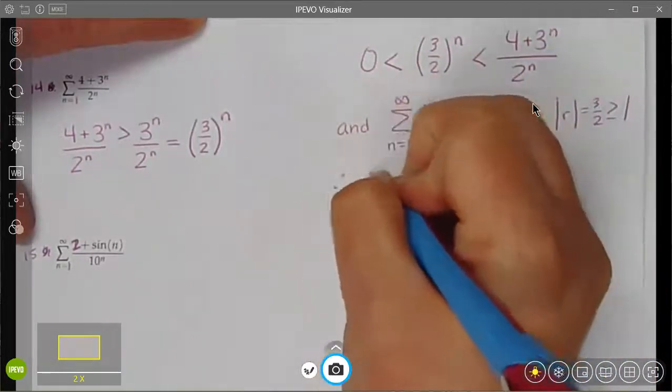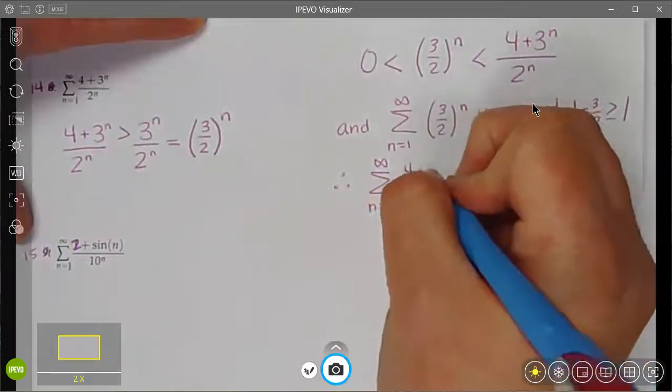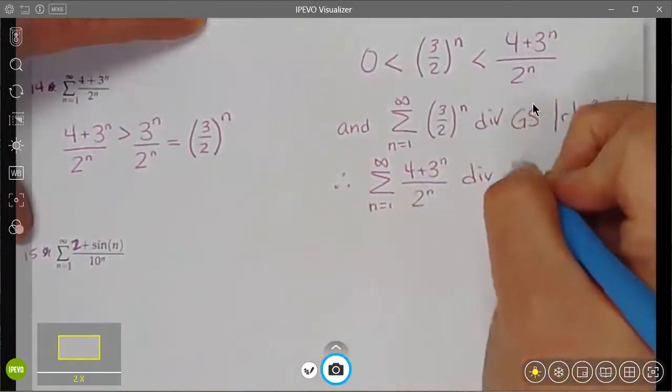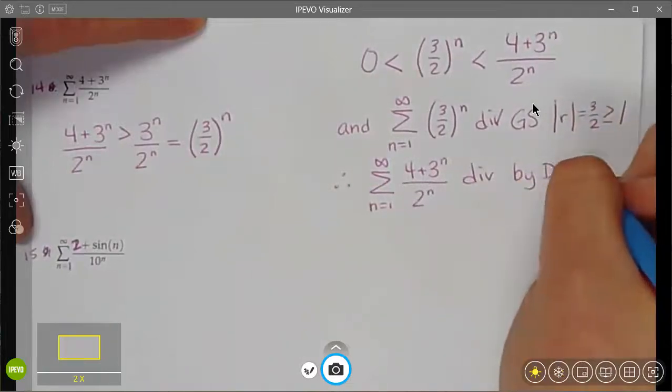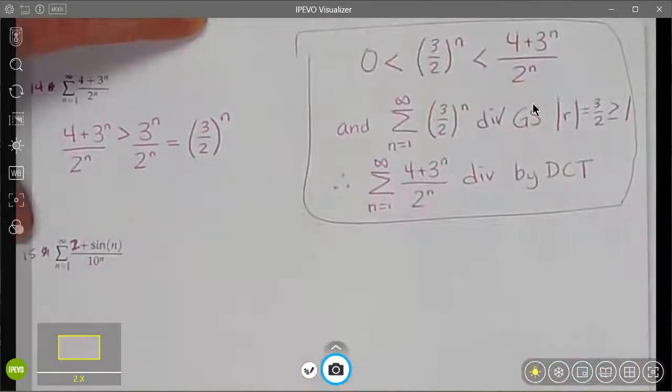Therefore, my original series, n equals 1 to infinity, of 4 plus 3 raised to the n over 2 to the n, diverges by DCT. So there is my write-up for number 14.